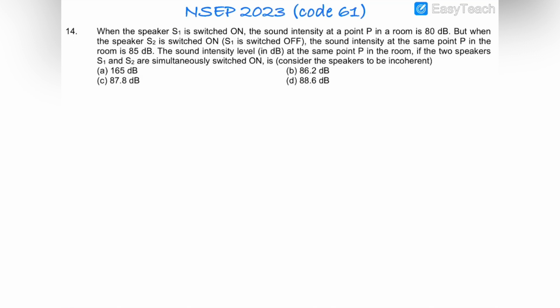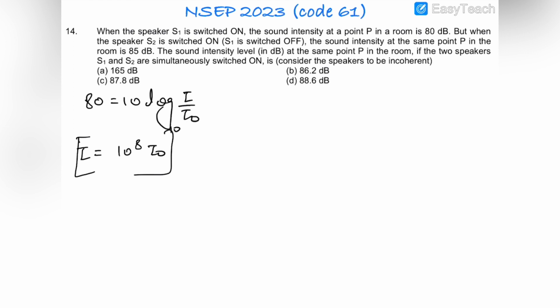In this question, you can see that in a room, when a speaker S1 was switched on, then the intensity at a point P is 80 decibel, which means 80 is equal to 10 log I by I naught base 10. So I is equal to 10 to the power 8 I naught. You can see that.